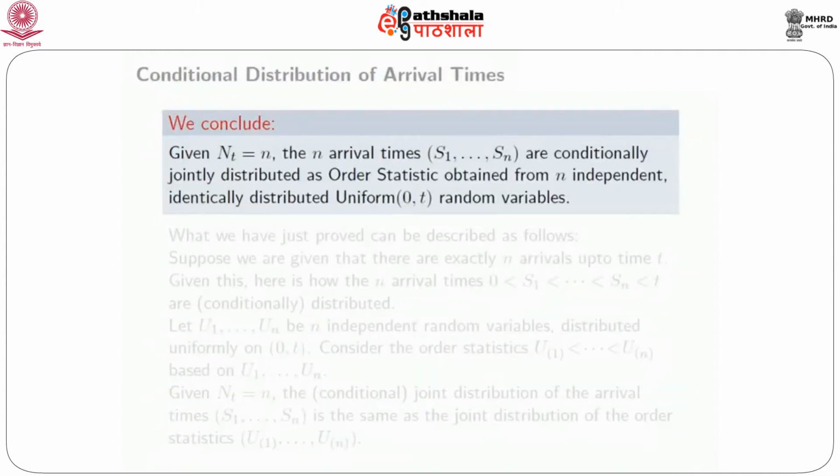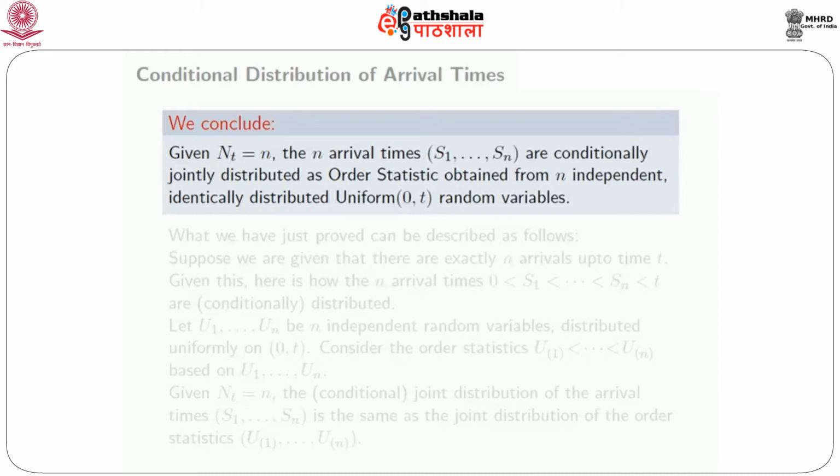So now we use result 2. If you look at this density, this is just the joint density of the order statistic based on n IID uniform 0 to t random variables, because each of them has density 1 over t. So this is the product of 1 over t, n times, but then n factorial. That's exactly how the order statistics joint density is defined. So we conclude that given Nt equal to n, the n arrival times S1, S2, ..., Sn are conditionally jointly distributed as the order statistic obtained from n independent identically distributed uniform 0 to t random variables.